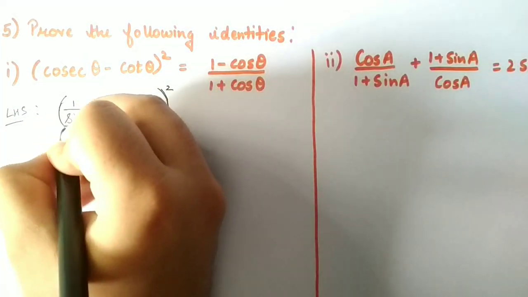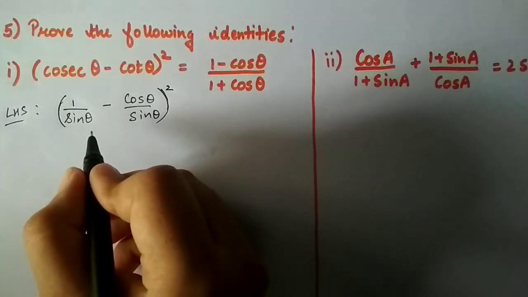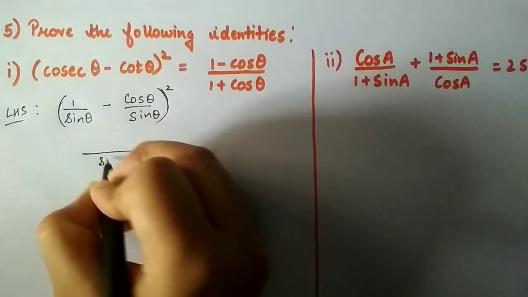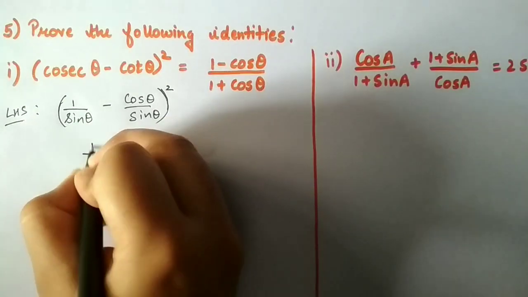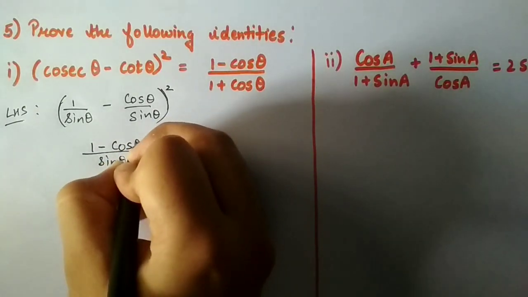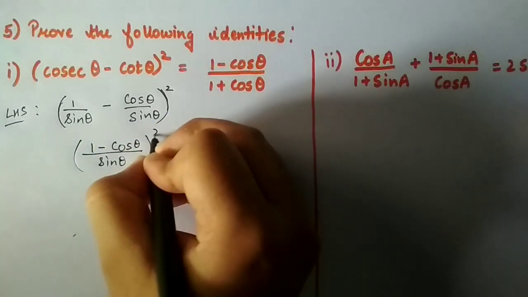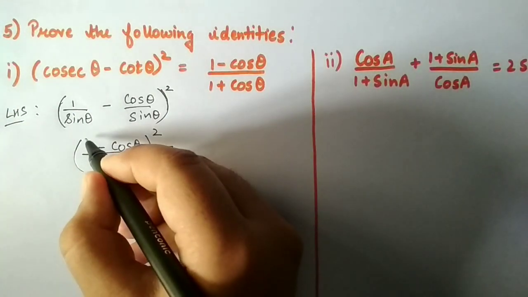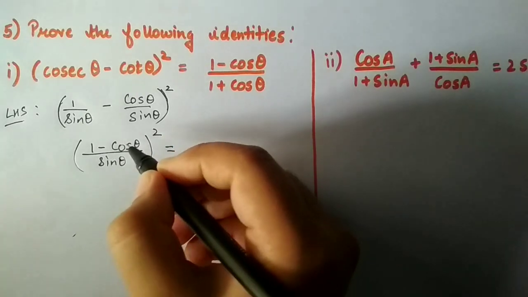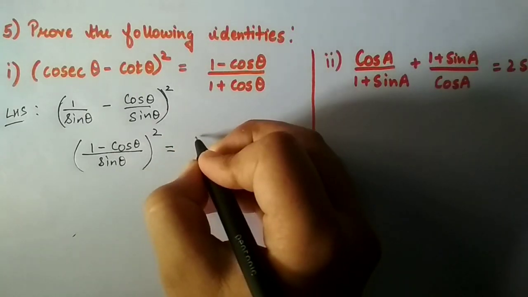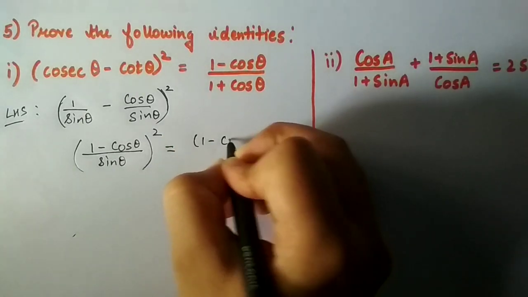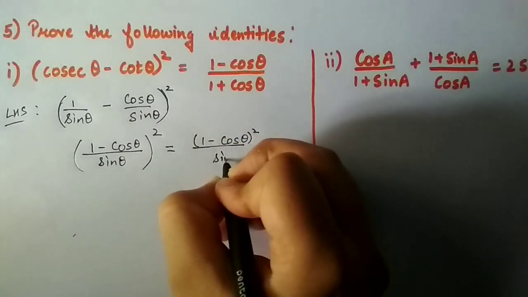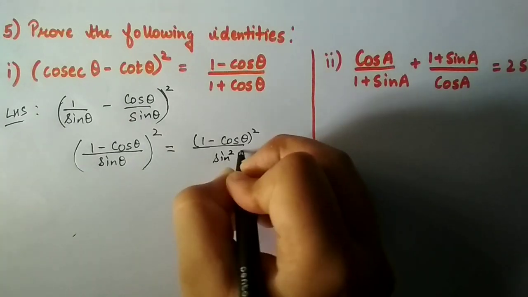You are considering only left hand side now. So now take the LCM. Simplify. Sine theta is LCM. You have 1 minus cos theta in numerator whole square. This is equal to, place the whole square different for different numerator and denominator. So it is 1 minus cos theta whole square upon sine theta whole square or sine square theta.